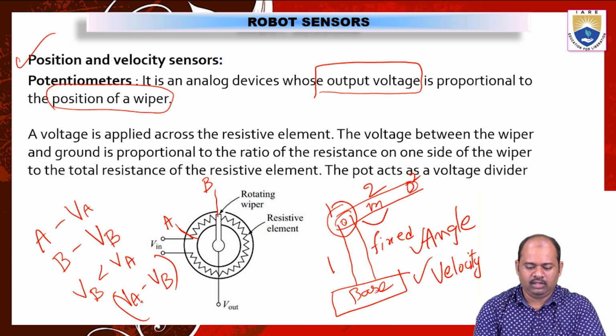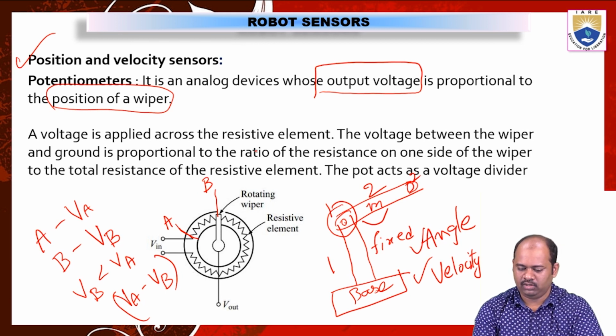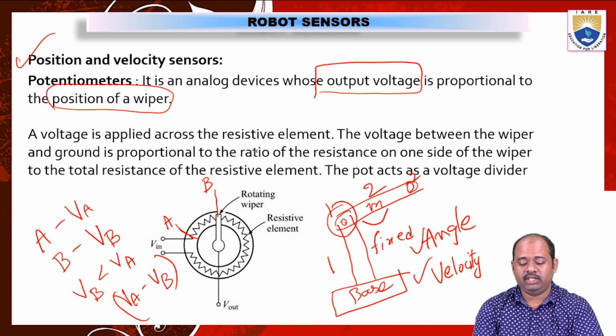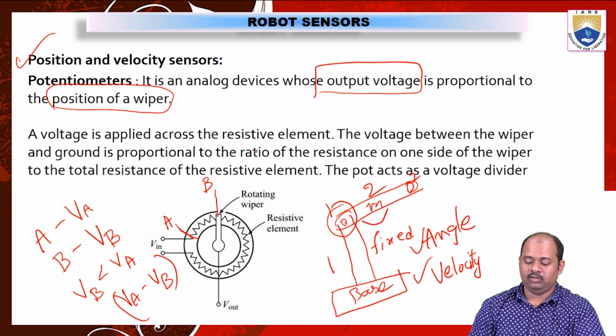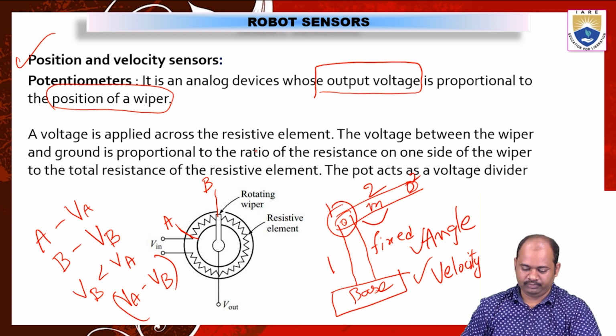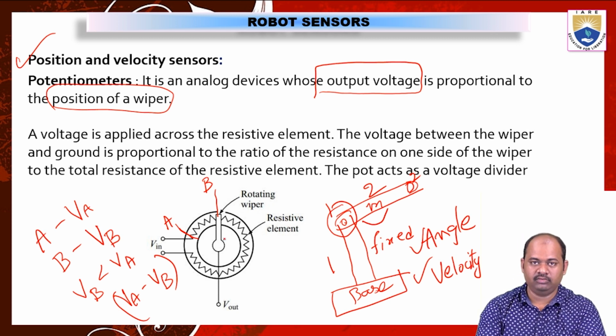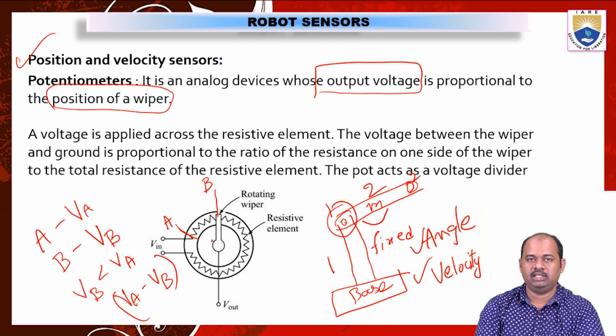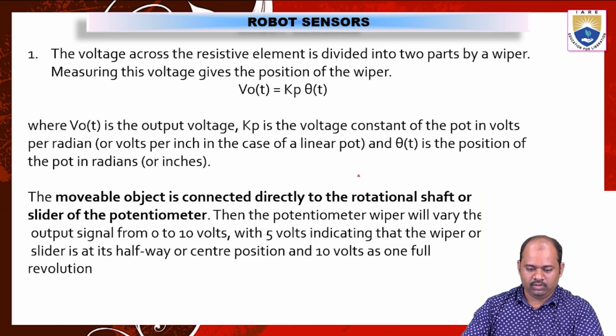A voltage is applied across the resistive element. The voltage between the wiper and the ground is proportional to the ratio of the resistance on one side of the wiper to the total resistance of the resistive element. The pot acts as a voltage divider. See here the casing, which we have mentioned before, the casing is also called the pot. Now we'll go to the next slide.